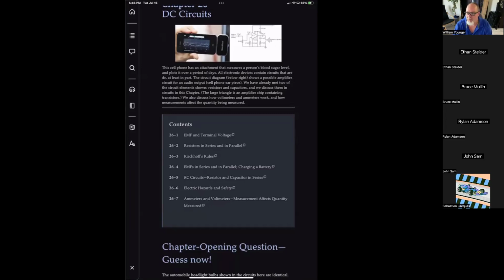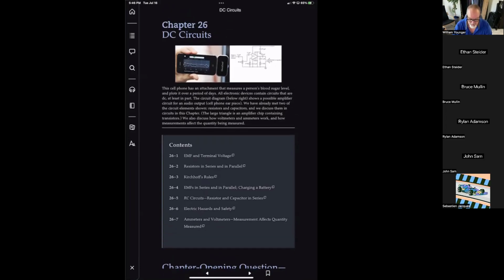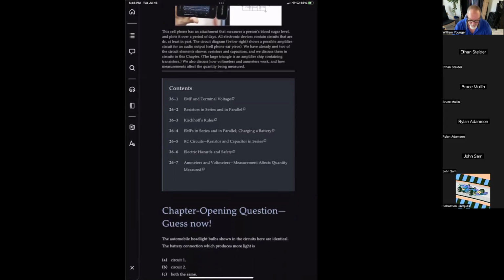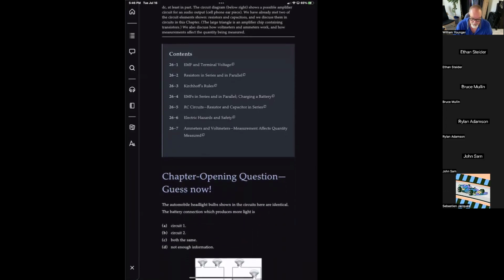Actually, I didn't realize. I just looked up and noticed that when I flipped to the Pearson book, you're actually able to see that. So you can see chapter 26, DC circuits. Kirchhoff's rules are really what I care about. EMF and terminal voltage, resistors in series and parallel, those are things that I suspect you already know about just from doing your labs on Ohm's law and series and parallel. Kirchhoff's rules are the main thing, and then I'm going to use that to solve circuits in general. So I'm going to do that, well, not the next example, but two examples after that.